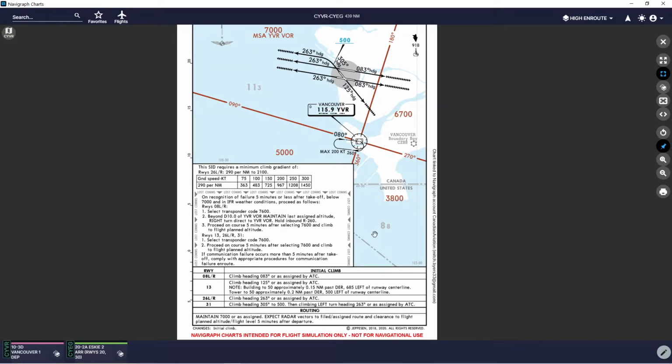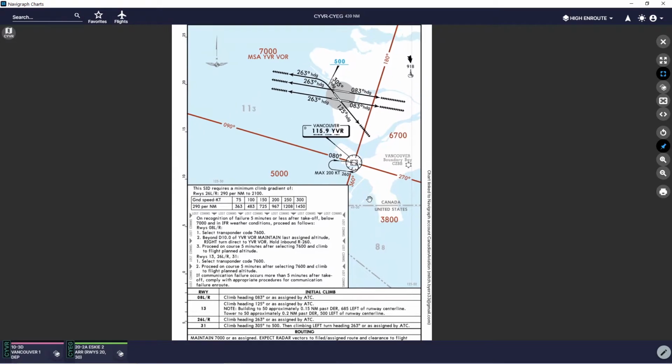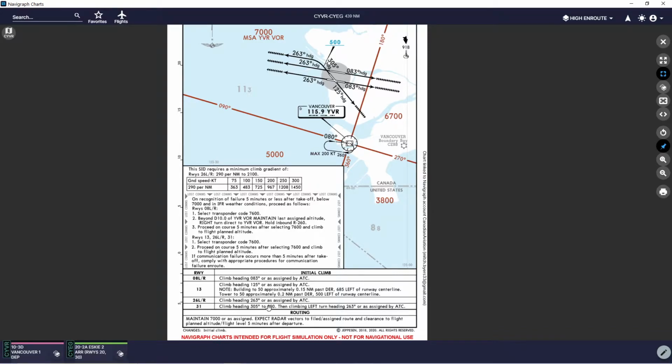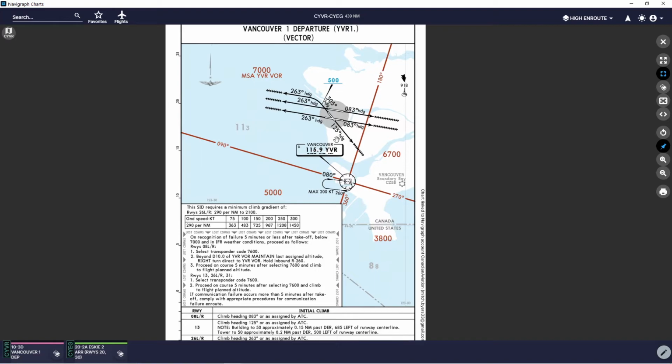And as you can see, you would just follow the instruction as assigned. You'll note that runway 31 here in Vancouver has a little bit different. You're going to climb heading 305 to 500 feet, and then you're going to make a climbing left turn to 263 or as assigned by ATC. And once again, it is outlined on the graphic here.